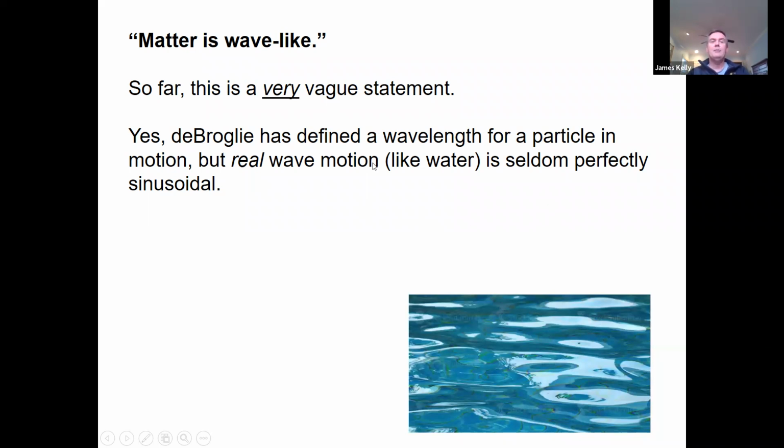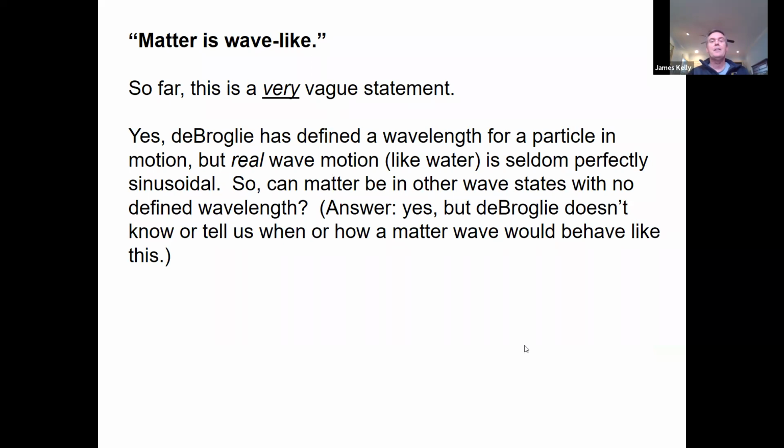Okay, so yes, de Broglie defined a wavelength for a particle in motion, but real wave motion, like the water picture I've got down here in the bottom, is seldom sinusoidal. It doesn't look like a traveling wave. It's just sort of bouncing up and down randomly. And it's not completely random, of course, but there's nothing that looks like a traveling wave to it. If I asked you what the wavelength of this water is, there wouldn't be one sensible answer. So de Broglie wouldn't know what to say about that.